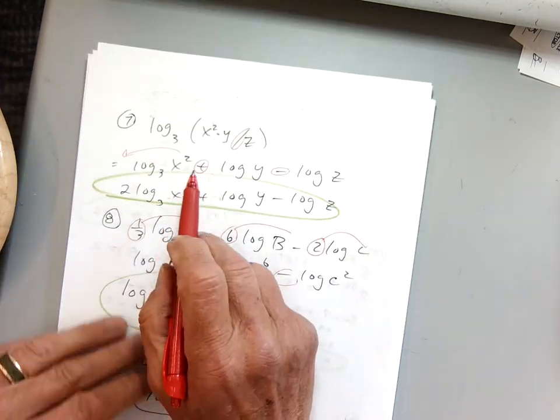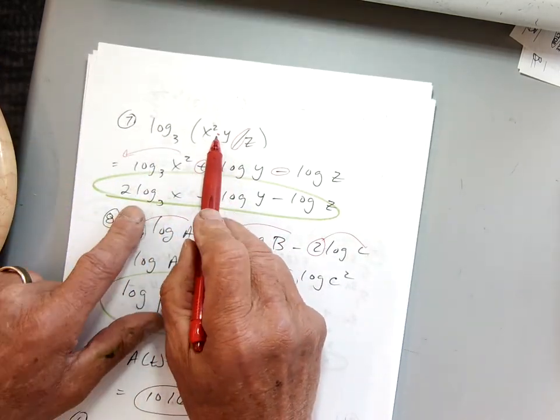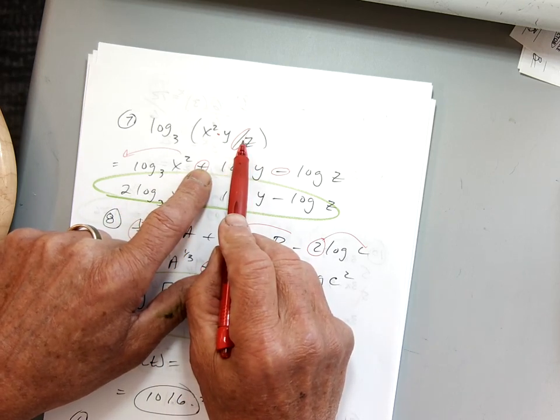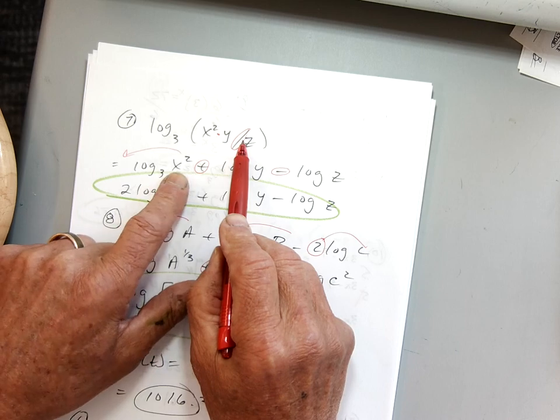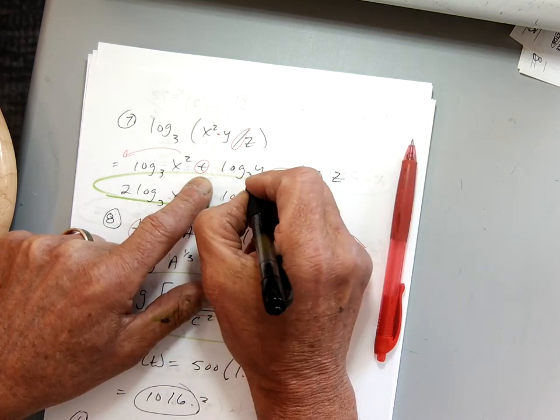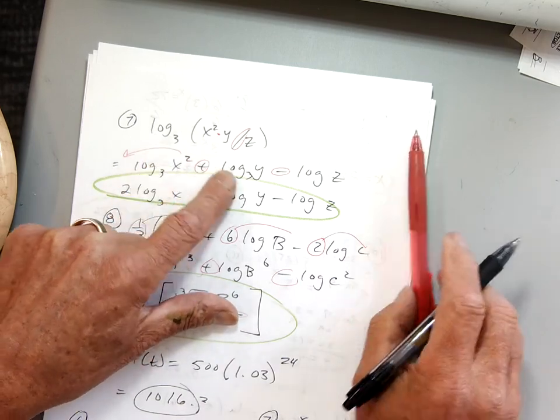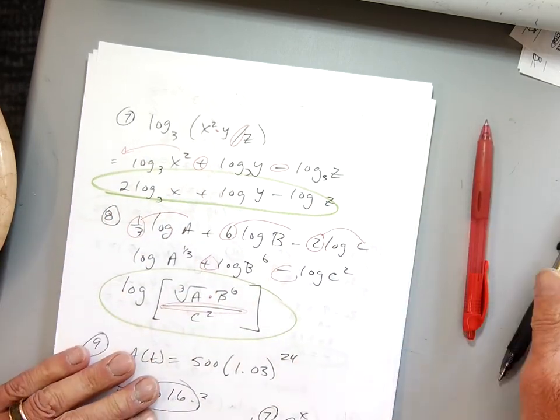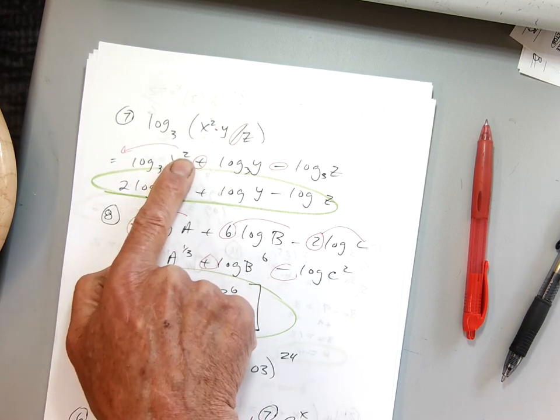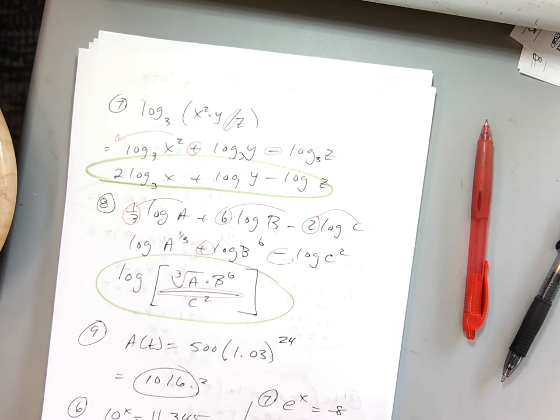Okay, to expand it, that's going to be a plus, that's going to be a subtract. So log base 3 of x squared plus log base 3 of y minus log base 3 of z. And then finally, I brought the exponent down in front because it's an exponent to an exponent, so we multiply.